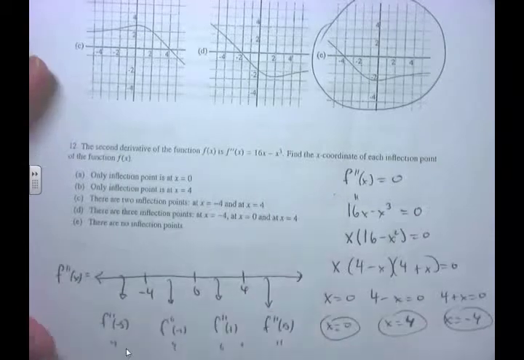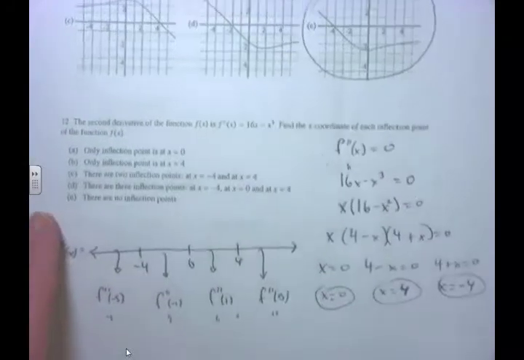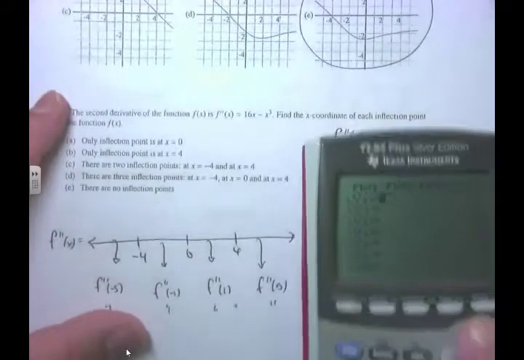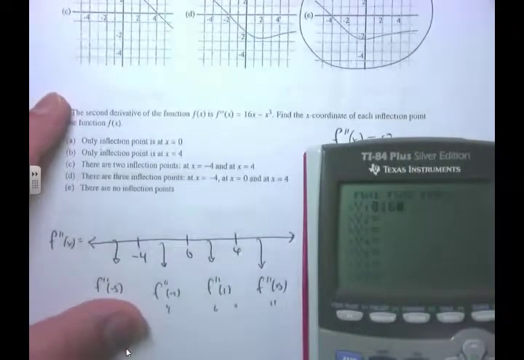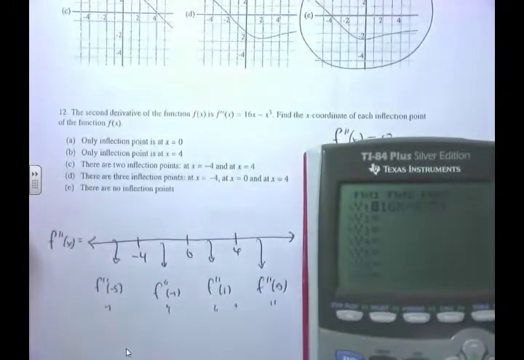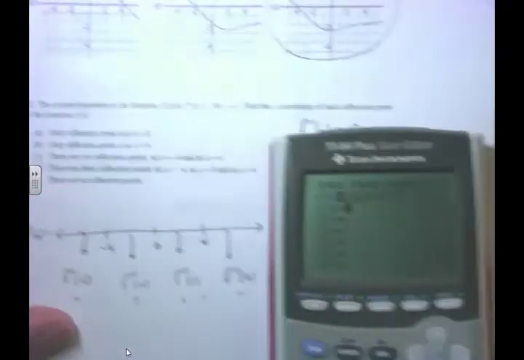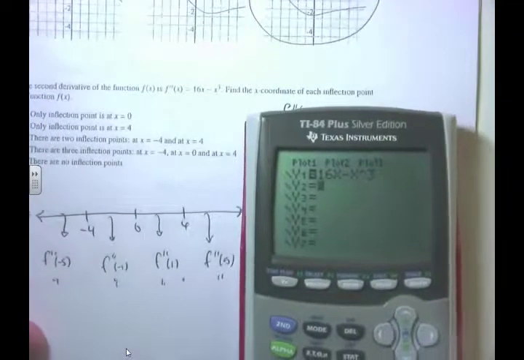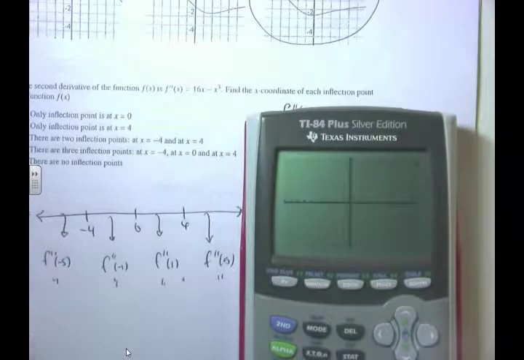I'm going to plug these numbers into my second derivative. So I'm going to plug it over here. Y equals, clear out the old graph. That'll be 16x. There's my second derivative, 16x minus x cubed. Maybe you guys can see it better if I do that. All right. And then I'm going to just graph it.